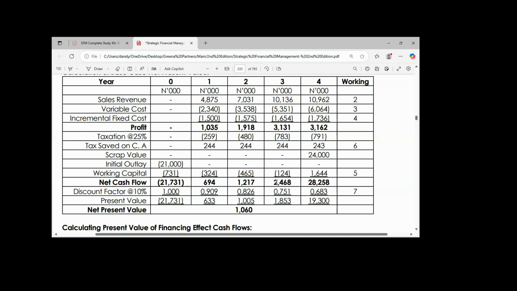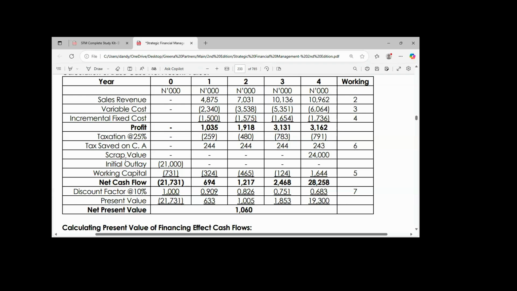We have 2468. Then in the fourth year, 3162 minus 791 plus 243 plus 24,000 plus 1644. We have 28,252. So the next thing we need to do now is to go and calculate cost of equity on geared.